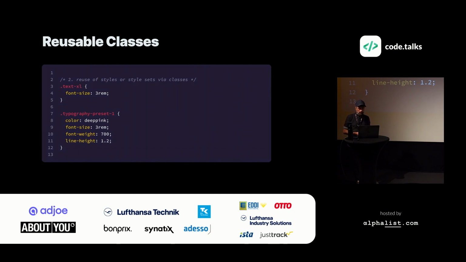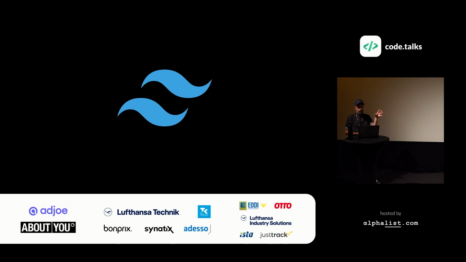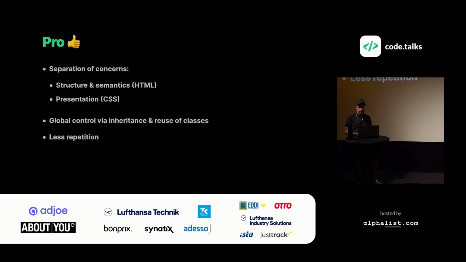Also, we have reusable classes, really helpful to combine different properties for typography presets, for example. So we can reuse these combinations over and over again. And that's a thing I heard of. It's exactly how Tailwind works, whether you like it or not. It's really popular. So you would reuse classes and apply them to your HTML.